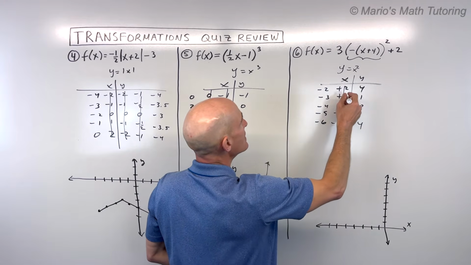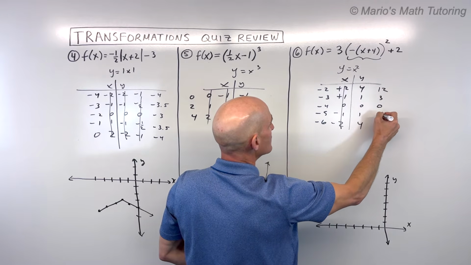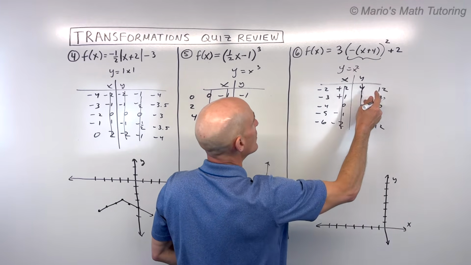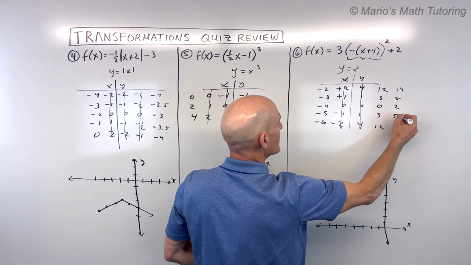Cross out the old ones. Vertical stretch by a factor of 3 multiplies all the y values by 3. Cross out the old ones. Shifting up 2 adds 2 to the y coordinates, right?